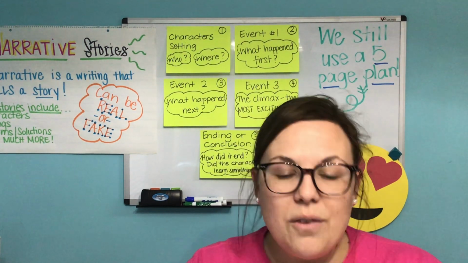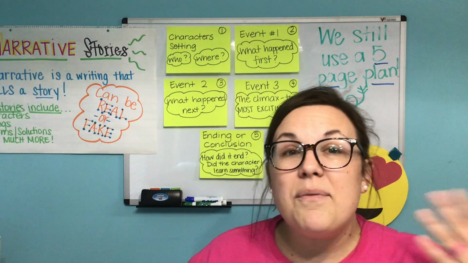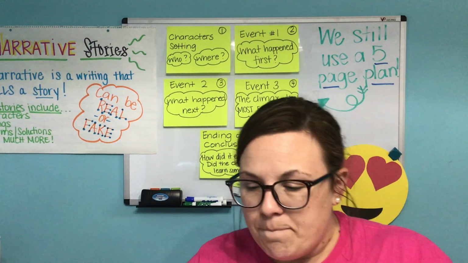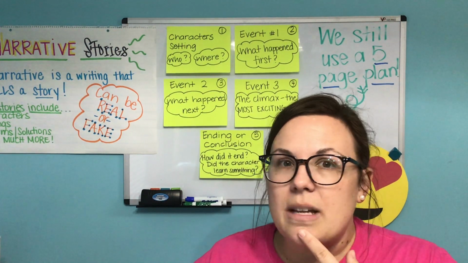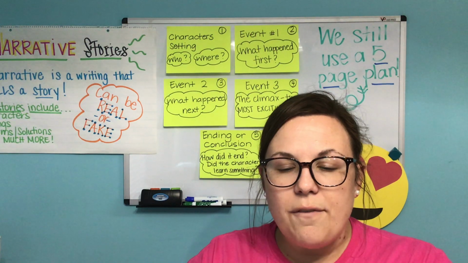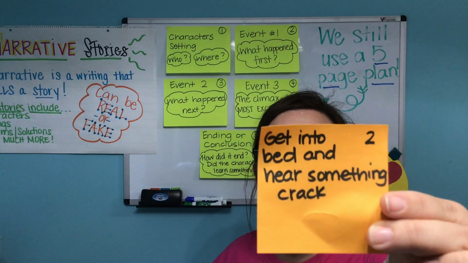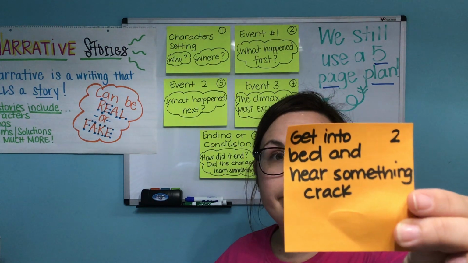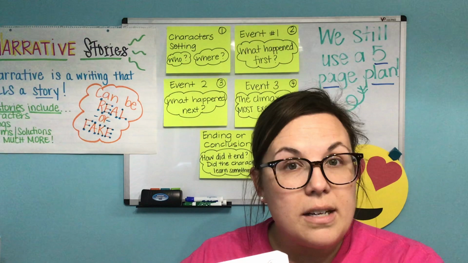All right? So the first thing that happens in my story is I've got to get into bed. If I'm going to find him under my bed, I got to be in my bed. And I hear something. I actually think I'm going to hear something crack. That's the first thing that happens. So my first event is I get into bed and hear something crack. That's what happened first. So I'm going to put that down on my page.